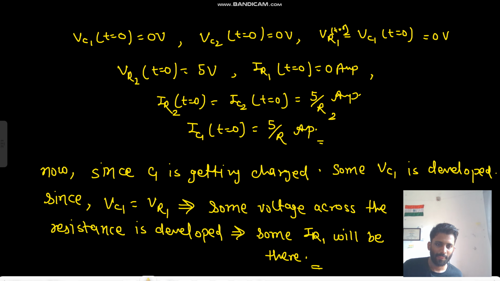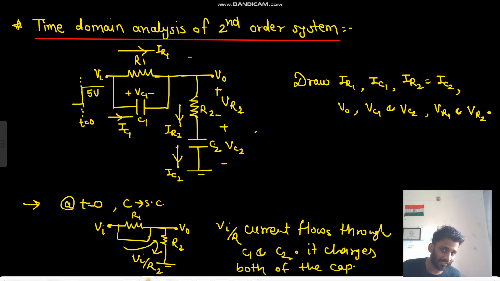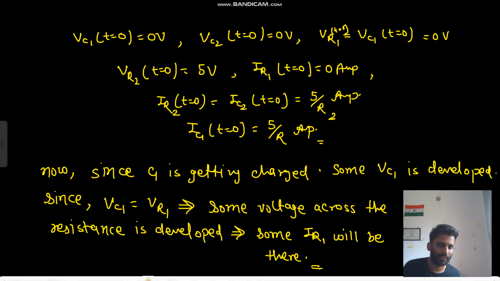Your capacitor C2 is getting charged with the current IR2, right? What about C1? The C1 is getting discharged with current IR2 minus IR1. Sorry, IR1 minus IR2. The capacitor C2 is getting charged with current IR2, and the capacitor C1 is getting discharged with current IR1 minus IR2, because IR1 is more. Okay, so let me write it.